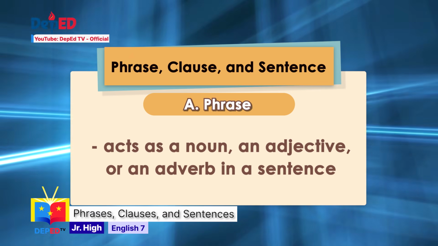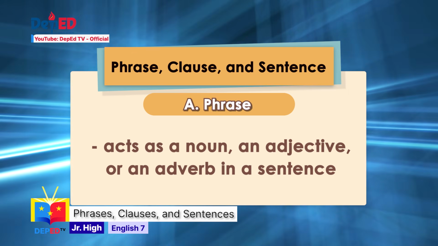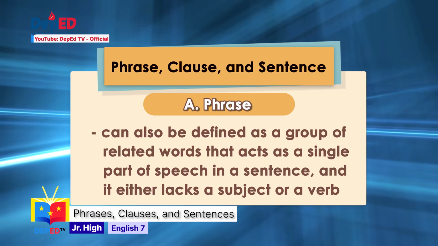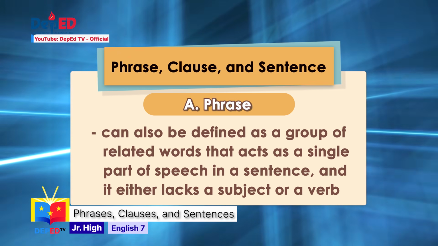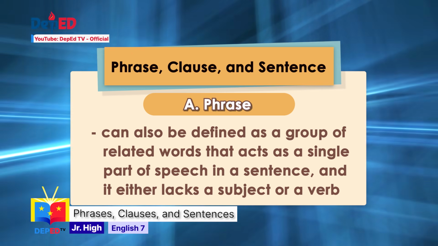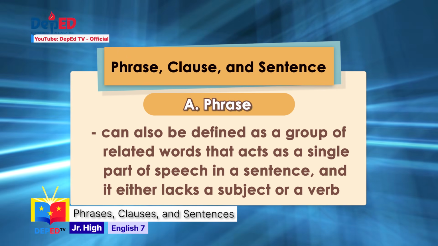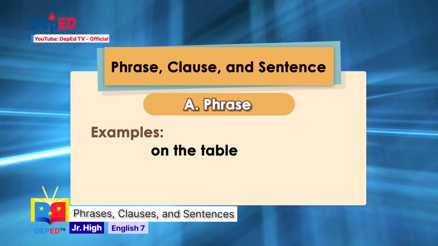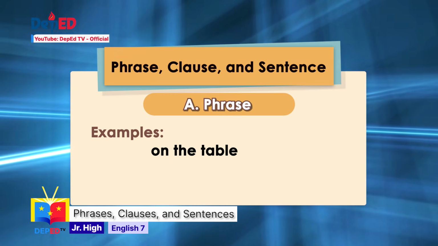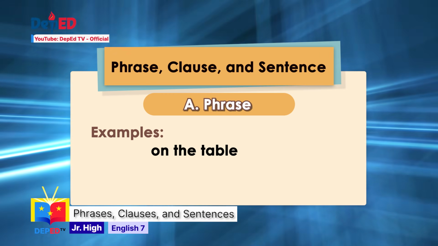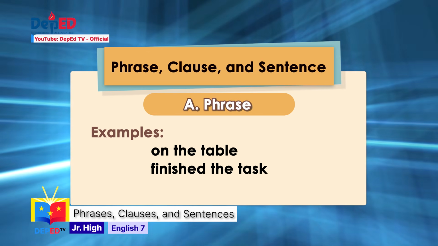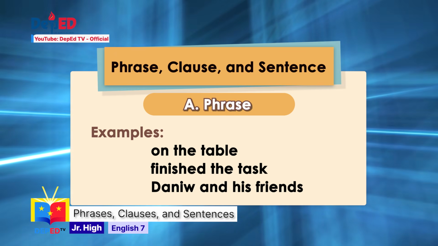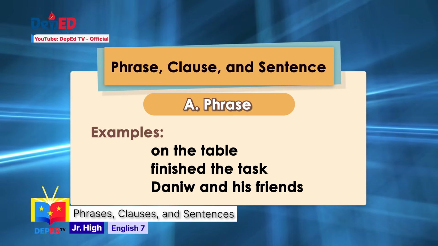A phrase acts as a noun, an adjective, or an adverb in a sentence. So it can also be defined as a group of related words that acts as a single part of speech in a sentence, and it either lacks a subject or a verb. Examples, on the table. In this sample, there is no subject, no verb. Finished the task. Again, this sample has no subject. Daniel and his friends. This one has no verb.